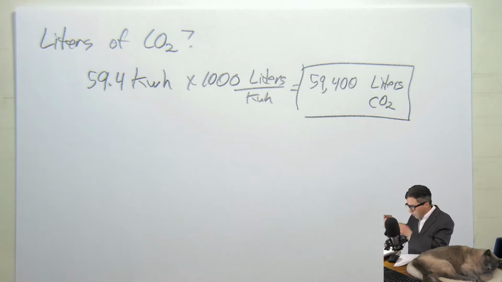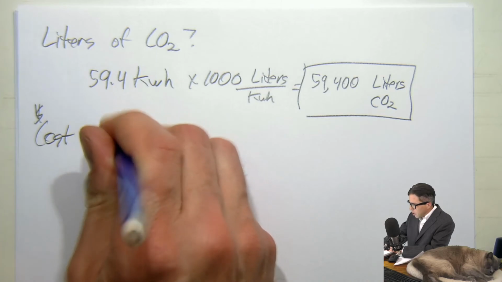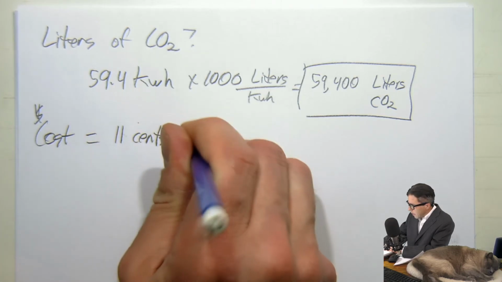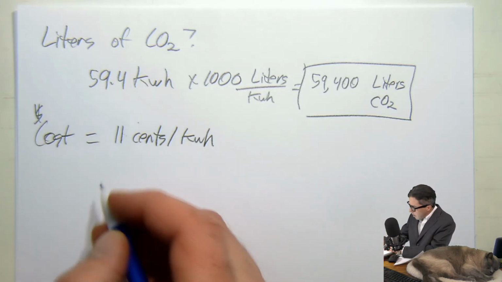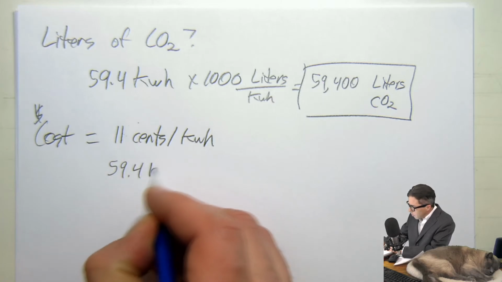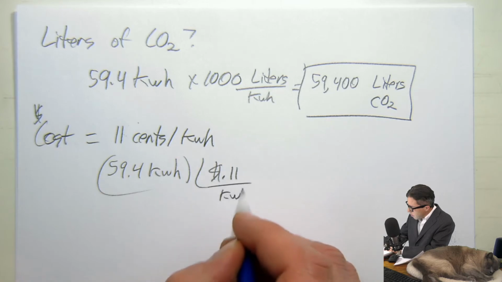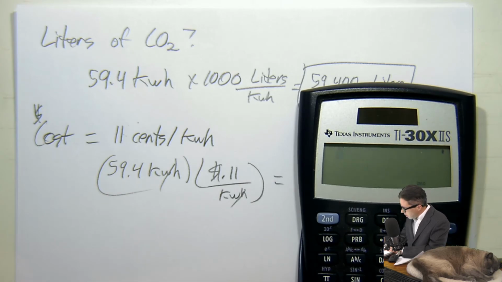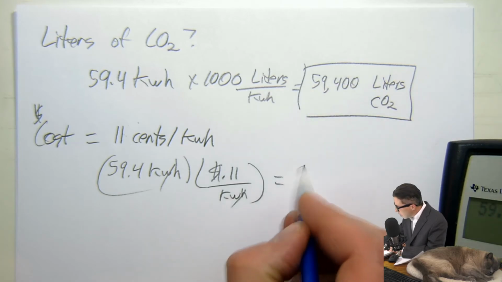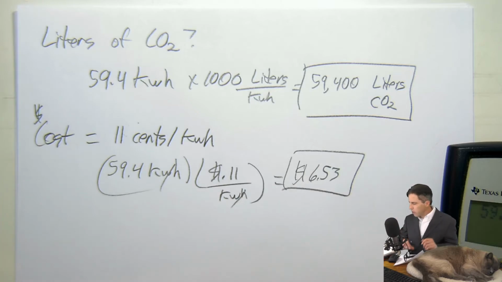Or what if it's the financial cost? Let's say they're charging me 11 cents per kilowatt hour. How much money does it cost me to run my TV per month? I take 59.4 kilowatt hours times 11 cents per kilowatt hour, so 59.4 times 0.11, and I get $6.53.